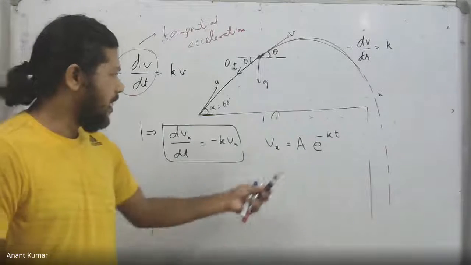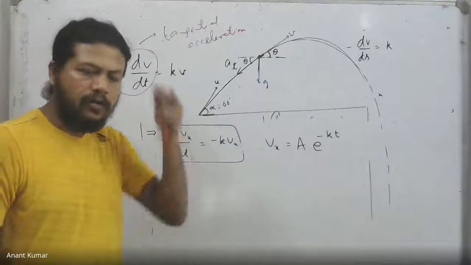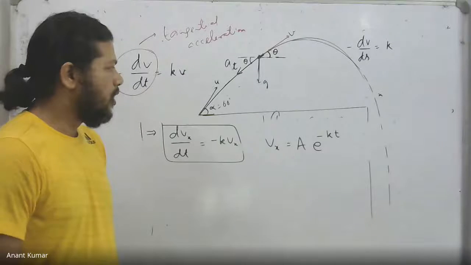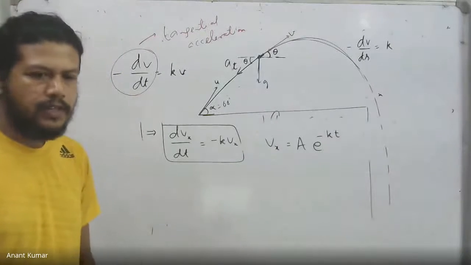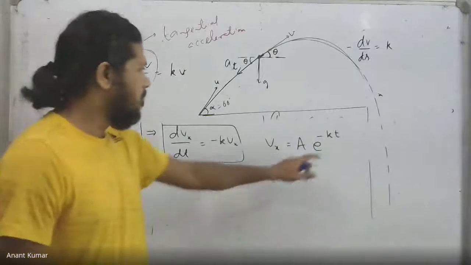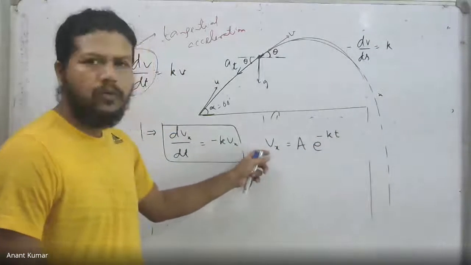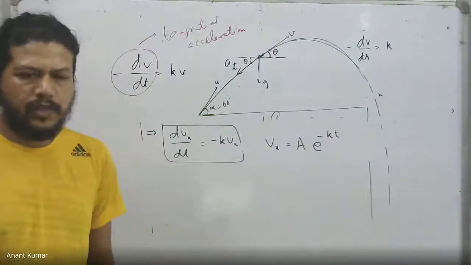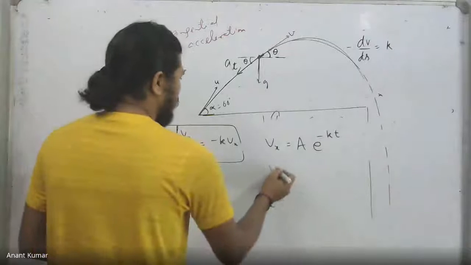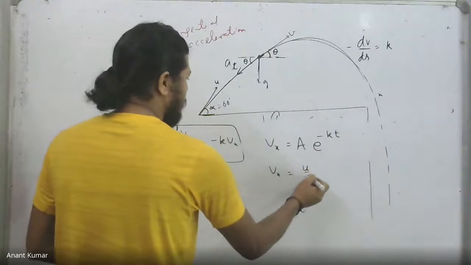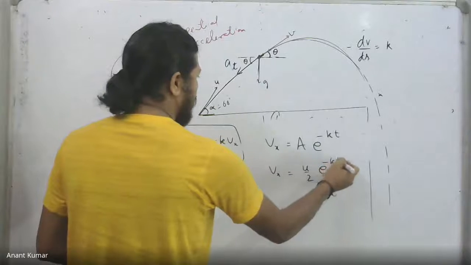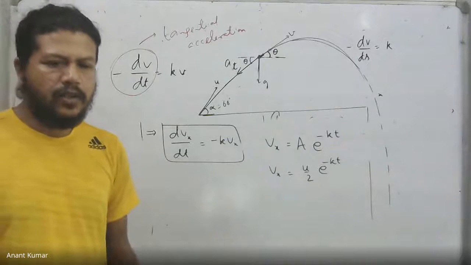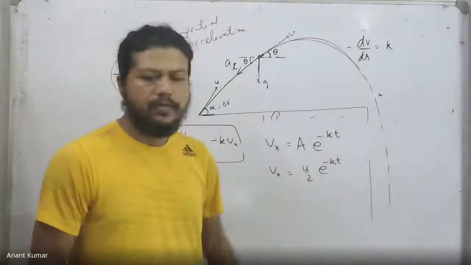But what about A? A is a constant, and that constant I can figure out by looking at the initial value. The initial velocity along the x-axis is nothing but u by 2. So for t equal to 0, Vx must be u by 2. For t equal to 0, the exponential becomes 1, so I get A equal to u by 2, the initial speed in that direction. So ultimately we get Vx equal to u by 2 into e raised to the power minus kt. So the x velocity actually decreases to 0, but it does so very, very slowly.